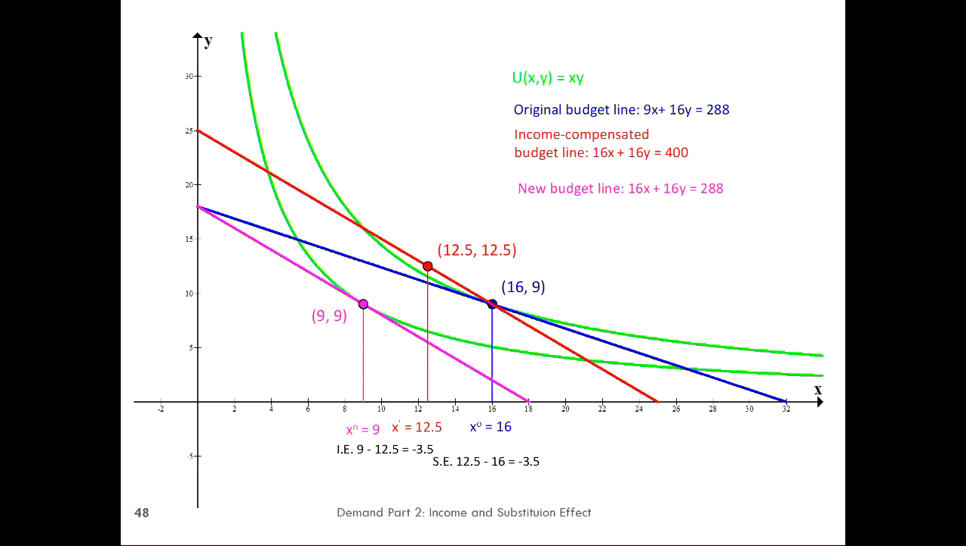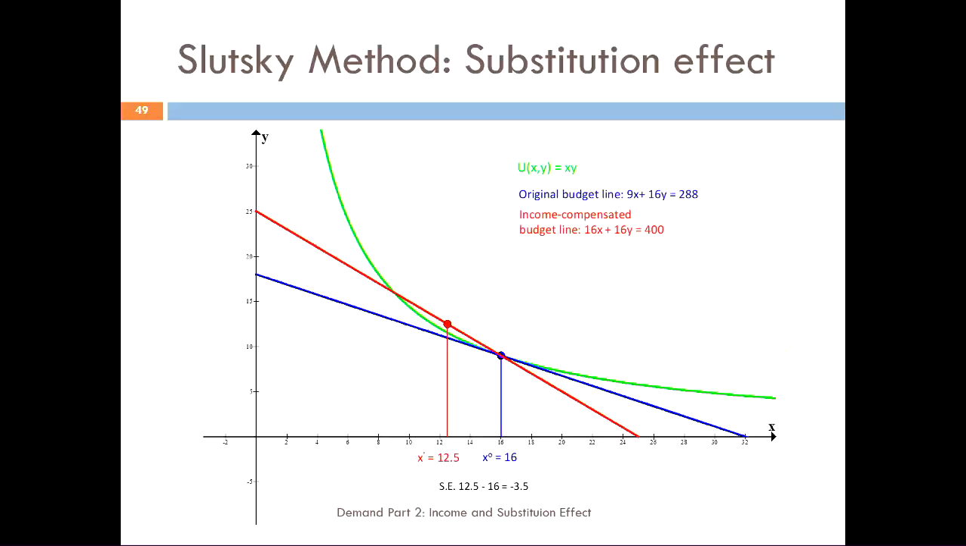All right? So again, there's the substitution effect because we're rotating the budget line, so we're changing the relative prices. But according to the Slutsky method, because we can afford the original bundle on that red budget line, our real income hasn't changed.